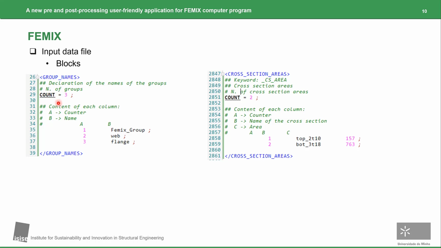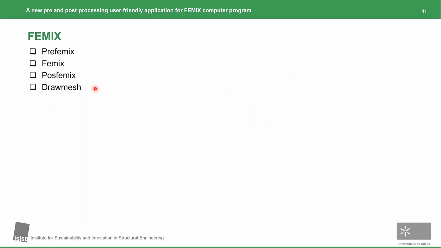We have a counter in each block, and then we have a help, something to introduce the different parts of these blocks. And we have the number. For example, the first group is Femix group, and then we have the other groups. The same strategy will be used for defining the different types of input which we need to introduce for defining any type of problem, and then going to the next step.